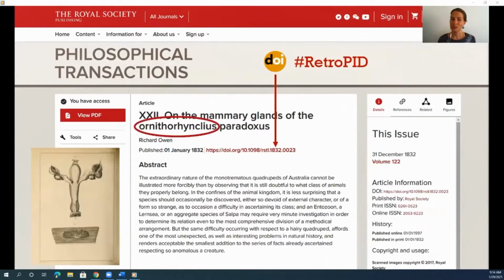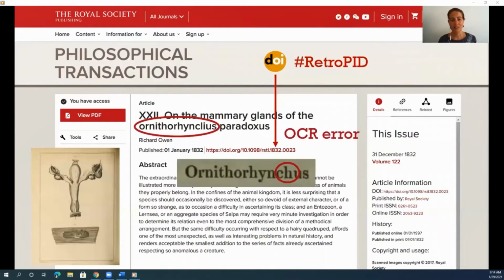And their metadata includes the titles and the authors, which would make this article discoverable if it weren't for the fact that there's a spelling mistake in the scientific name. Now, they've done what a lot of people do when they're dealing with historic content, and that's that they're relying on the OCR. This is an OCR error. Their optical character recognition software has picked up that H at the end of Ornithorhynchus, and it's read it as an L and an I. So the title there reads Ornithorhynclii. And that means that anyone searching for this information about the platypus is not going to find this article.